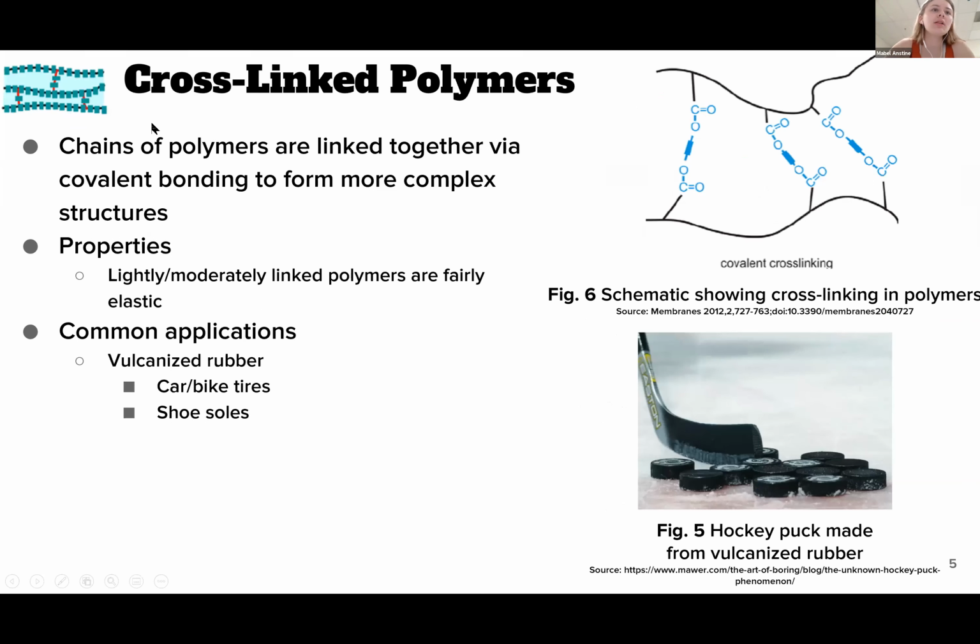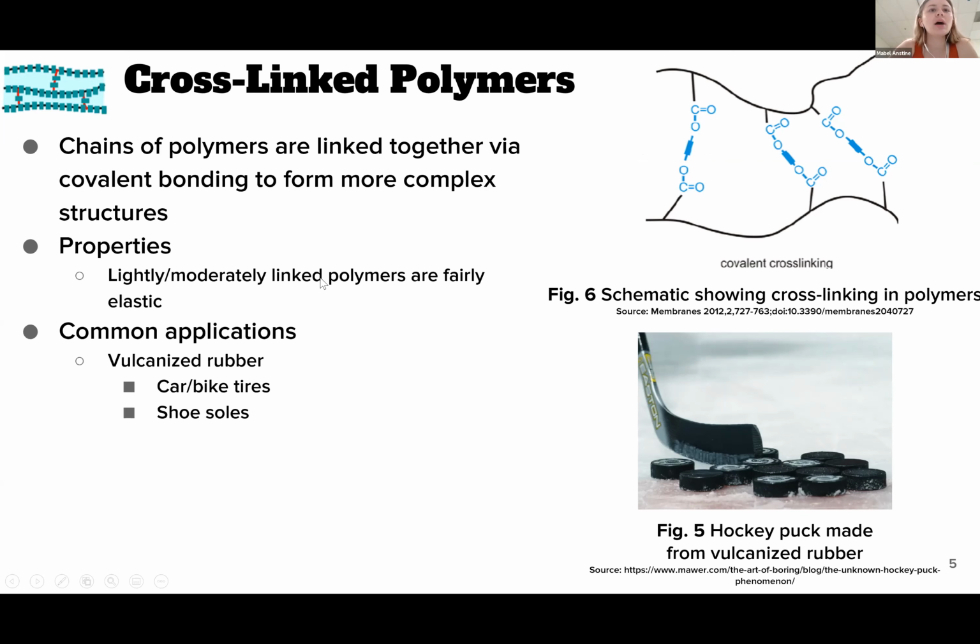Then you have cross-linked polymers. So these are going to be chains of polymers that are linked together through covalent bonding, which is going to form a more complex structure. So you can see up here, it kind of looks like some branched polymers that are starting to come together more. And you can see that here as well. This is like a branched polymer that's going to have a covalent bond with another branched polymer, and that's going to form those cross links.